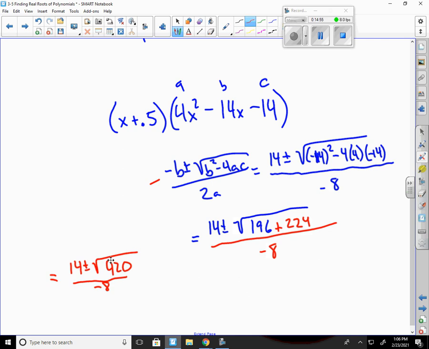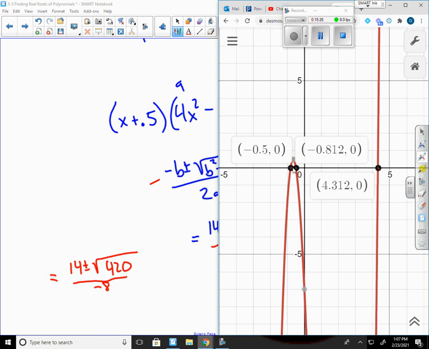Then I can do the minus version, or the plus version, I mean, 14 plus square root of 420 divided by 8, which gives me 4.311 or 4.312. So those would be my three roots.